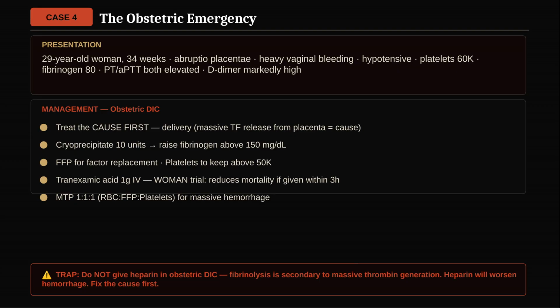to above 50. Tranexamic acid 1 gram IV is supported by the WOMAN trial for postpartum hemorrhage. It reduces mortality if given within 3 hours of bleeding onset. Do not give heparin in obstetric DIC. The fibrinolysis here is secondary, not primary, and heparin will worsen bleeding.